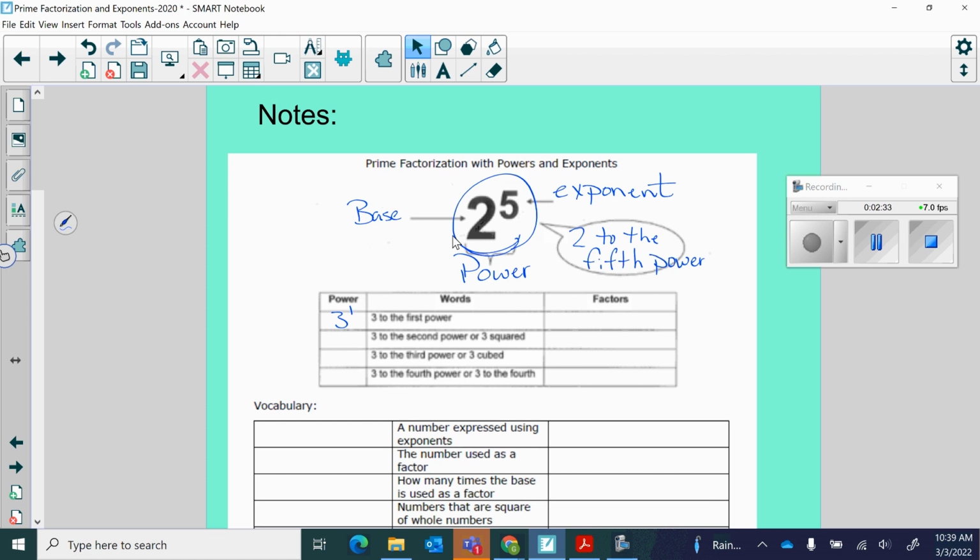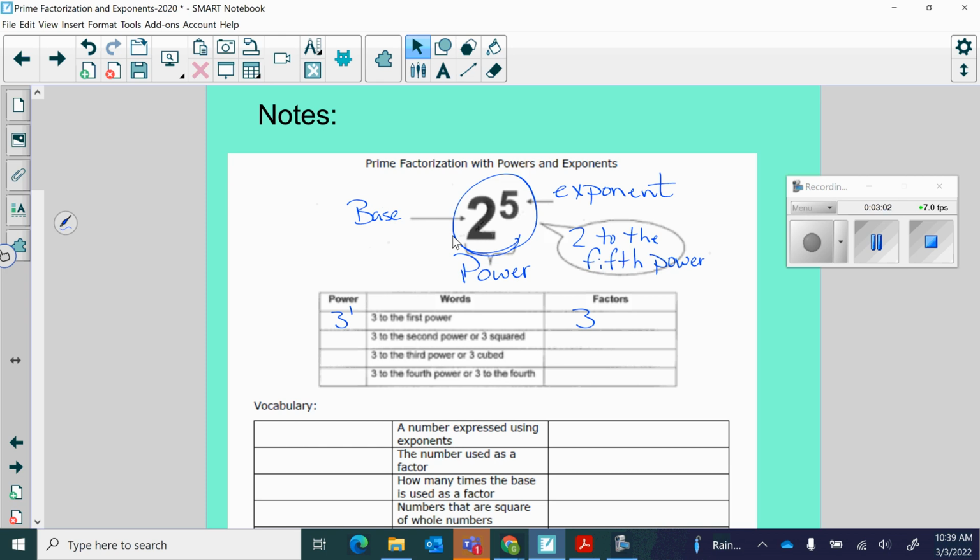That is the power. Now the factors is, what is it that I am actually multiplying? So in this case, how many 3's do I actually have? I only have one 3, so it's just 3. That is all I would have to write. Okay? Now, as we get to the next one, we're going to introduce a couple more math terms.